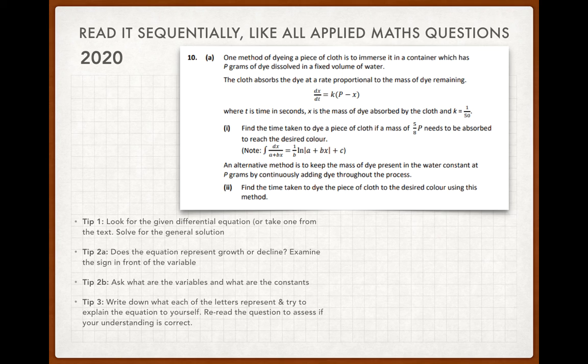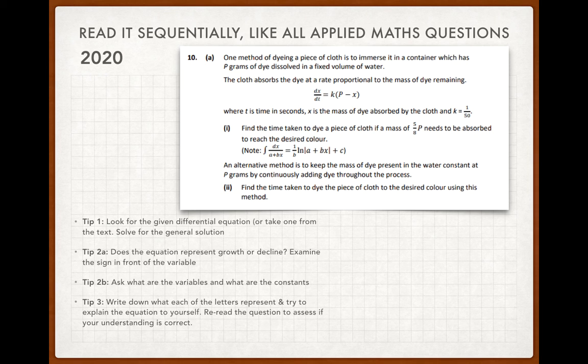So it's a method of dyeing a piece of cloth. We immerse the cloth in a container, which has p grams of dye dissolved in a fixed volume of water. Okay, so that means we have water, we have a certain amount of dye dissolved in the water, and then we're putting the cloth into it, and we know that when we put the cloth into it, the dye will go into the cloth, and based on what I've said previously, the amount of dye going into the cloth will decrease over time because it's dependent on how much dye is in the water itself. Okay, so we're getting a kind of idea here.